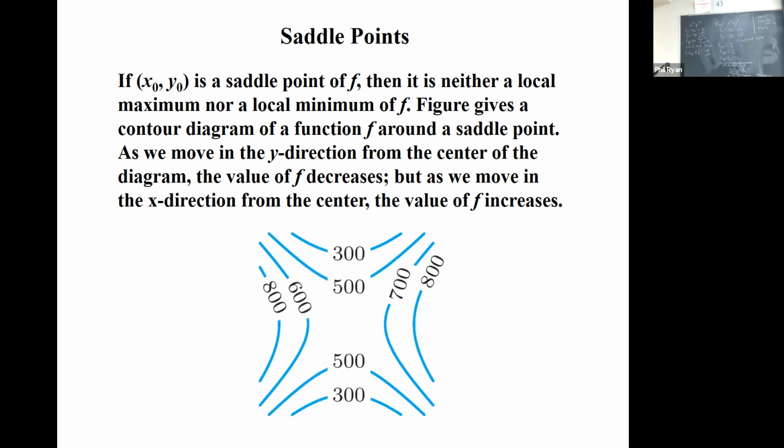And at those saddle points, you always have this quantity being negative. So if it's positive, it means it's a max or a min. If it's negative, it's a saddle point. If it's 0, it's inconclusive.